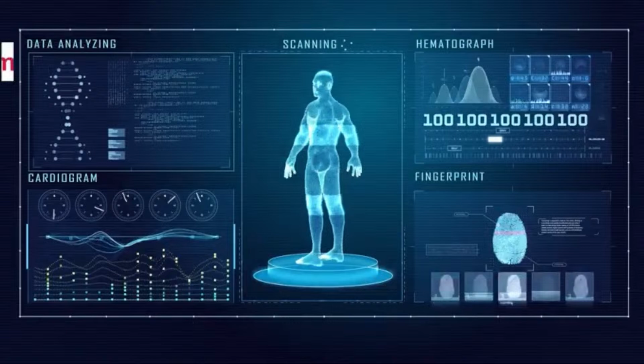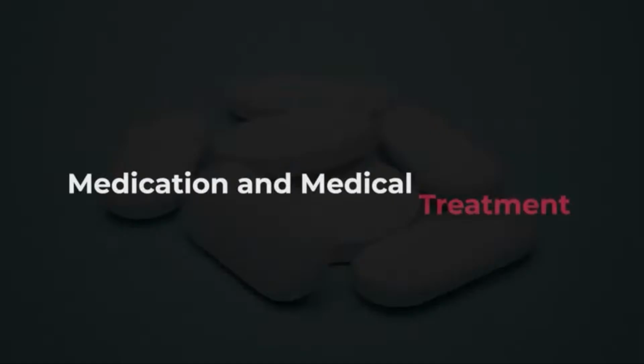How pneumonia is treated or cured. Medication and medical treatment. The treatment of pneumonia depends entirely on its cause. Bacterial pneumonia is treated with antibiotics, and it is extremely important to complete the entire prescribed course, even if symptoms begin improving early, in order to fully eliminate the infection and prevent resistance.